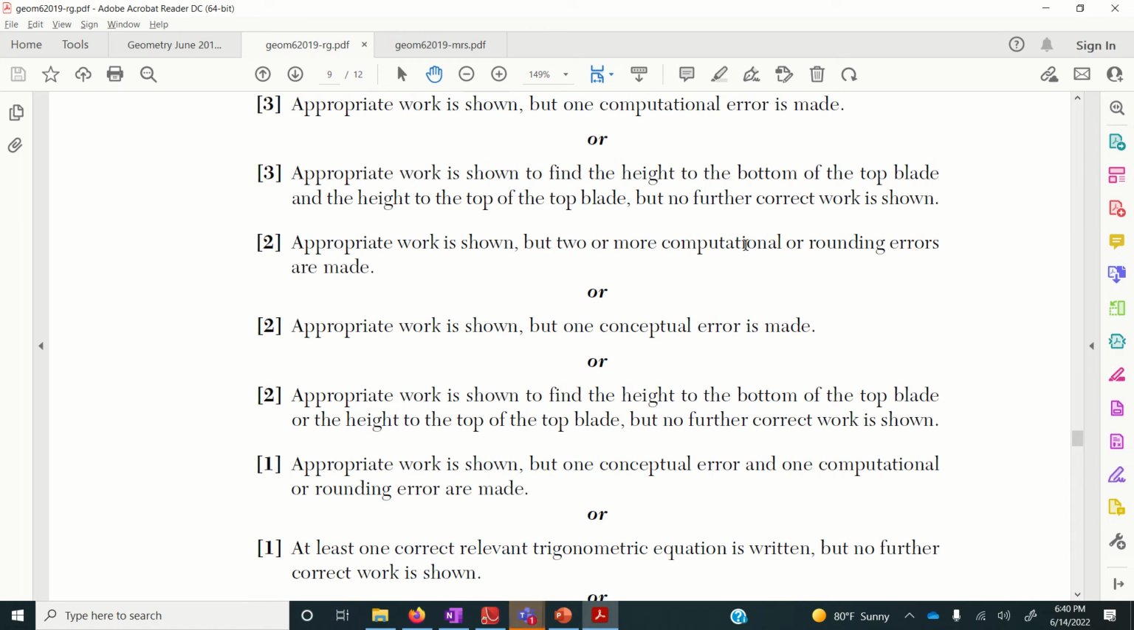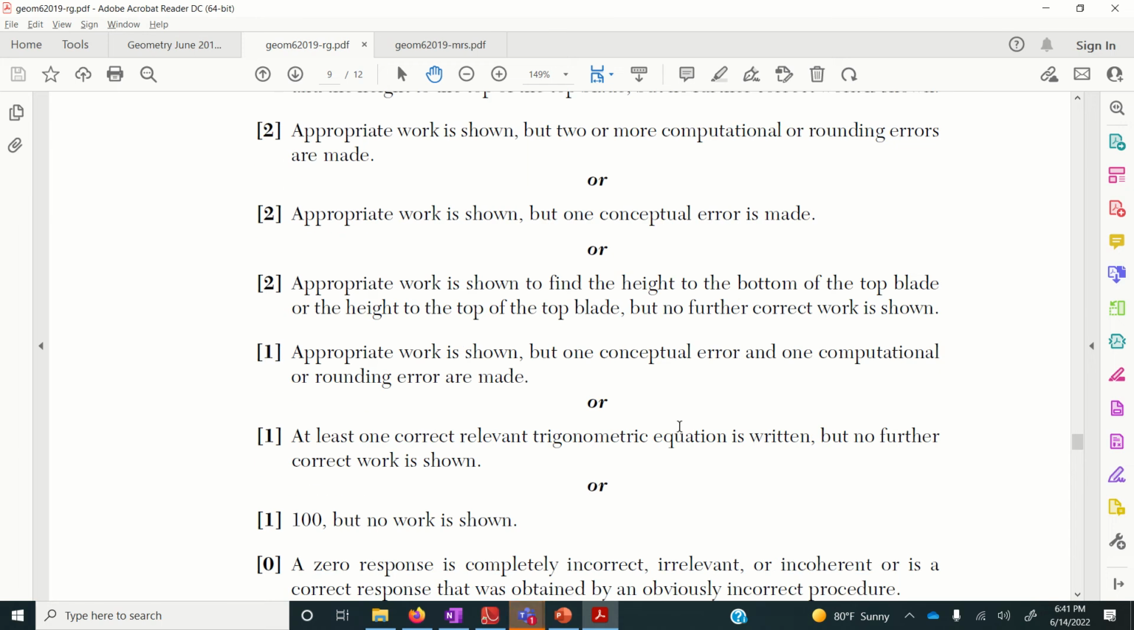If you have 2 or more computational rounding errors or a conceptual error, which would be like using the wrong trig function, any one of those things would be a conceptual error. Or if you labeled the wrong side or anything like that. If you found the height to the bottom of the blade or to the top of the blade, so if you found either R, H, or W, you would have gotten 2 there as well. All right.